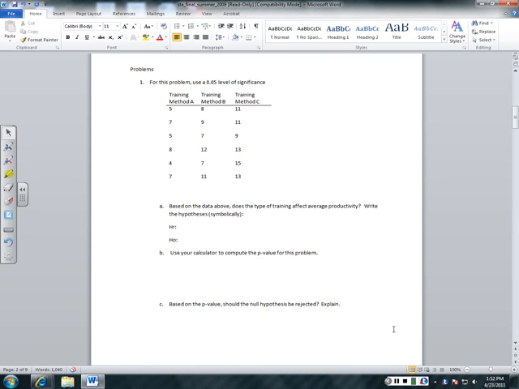So what I'm doing is I'm putting all of the numbers into lists 1, 2, and 3. And then after I've done that, I'm hitting stat, tests, arrow up to ANOVA, second L1, comma, second L2, comma, second L3.